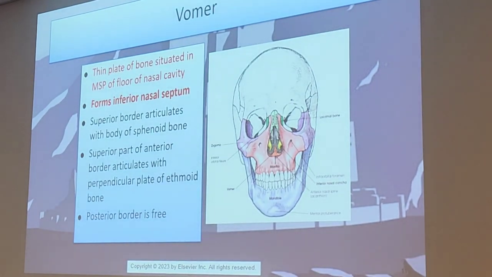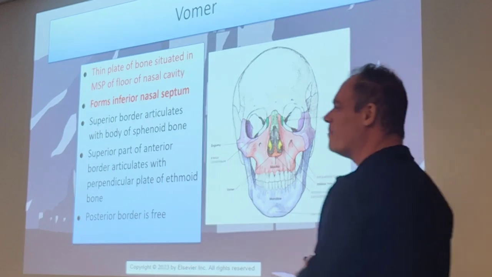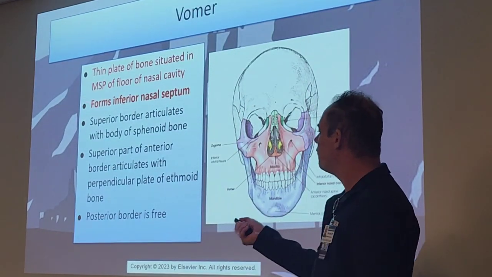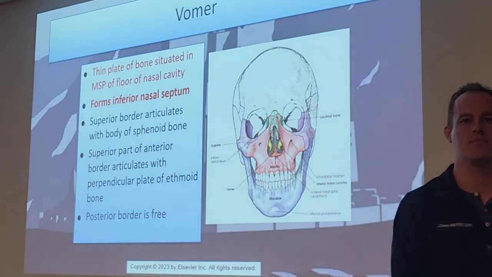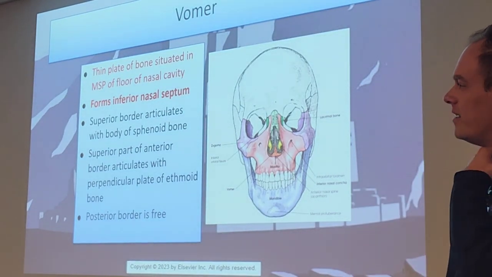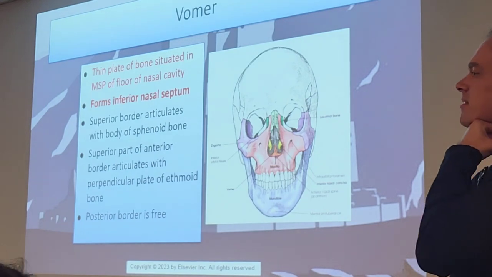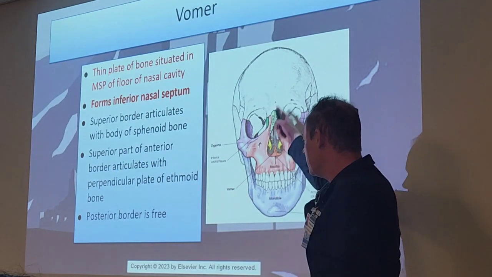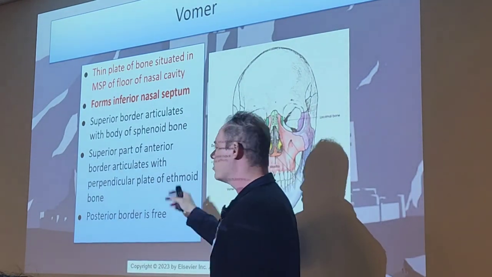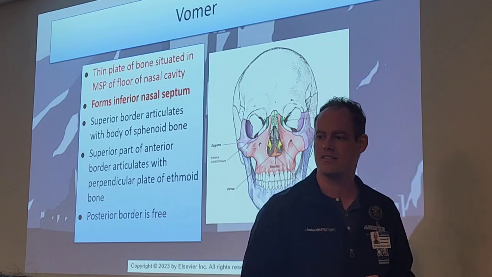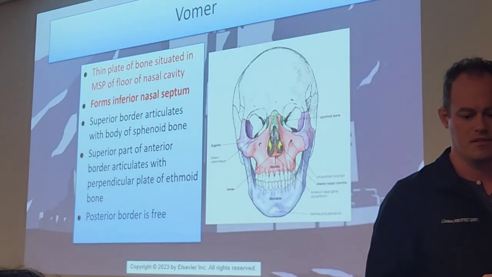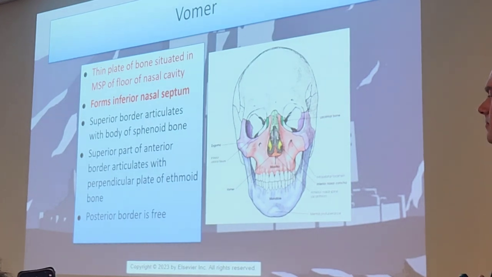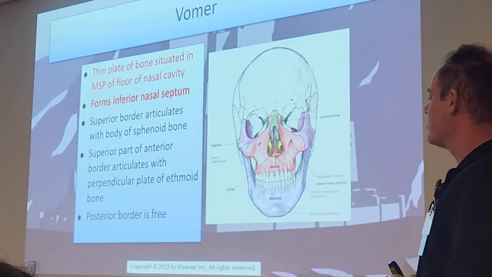Anyway, it's a thin plate of bone helping to form that inferior nasal septum. That's the big point right there, guys. It forms that inferior bony nasal septum. It articulates with the body of the sphenoid, as just about everything else does. It articulates with the perpendicular plate of the ethmoid bone, forming the entirety of the bony nasal septum. And the posterior border is just kind of hanging free in the back. It's not connected to anything. That's old Vomer Simpson.